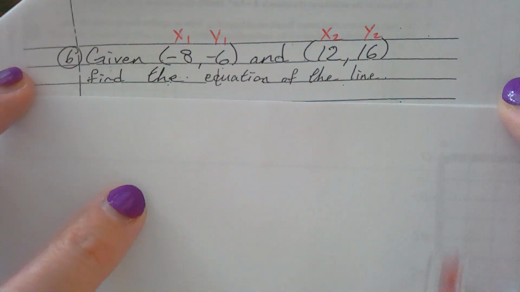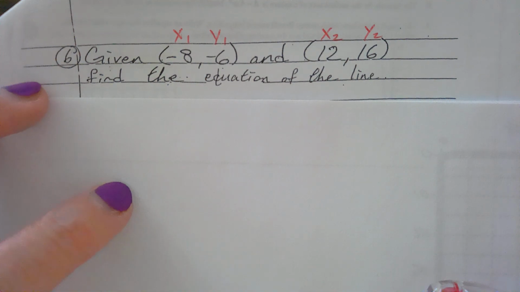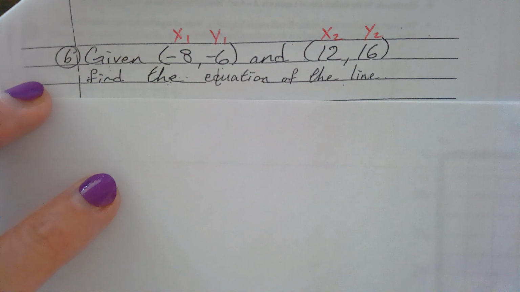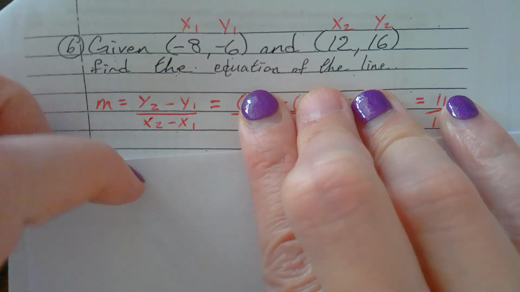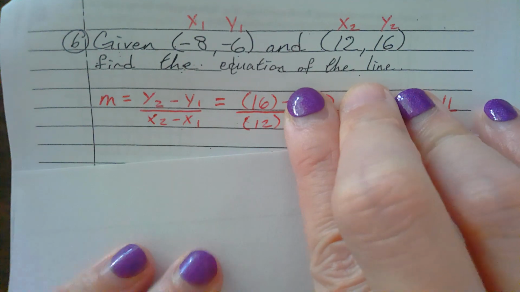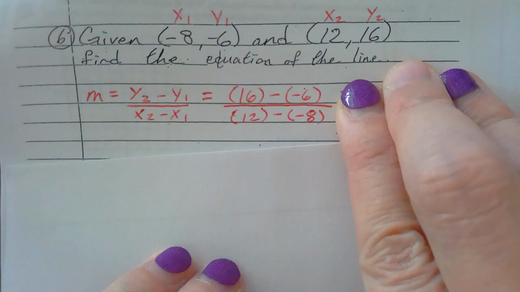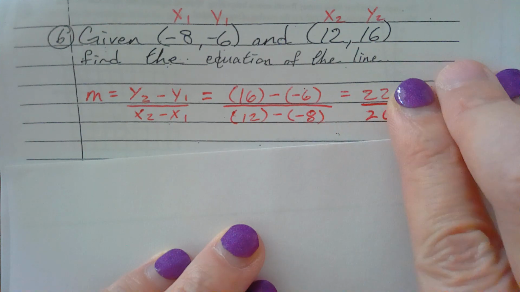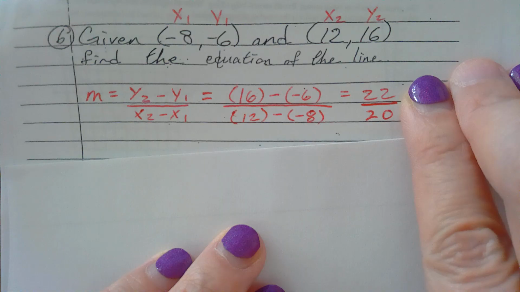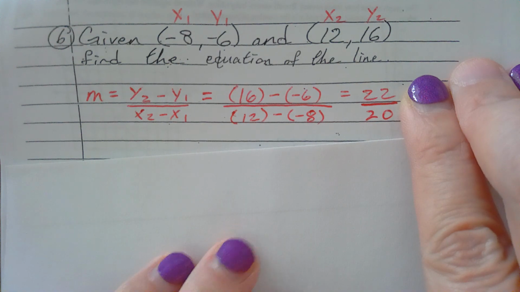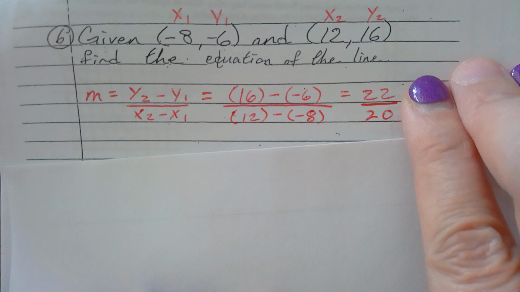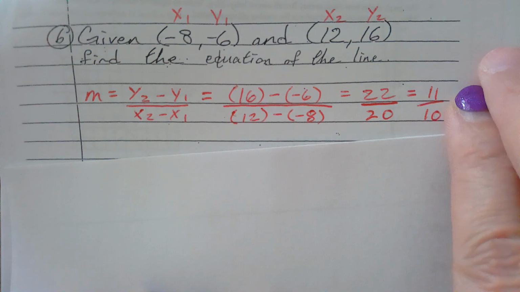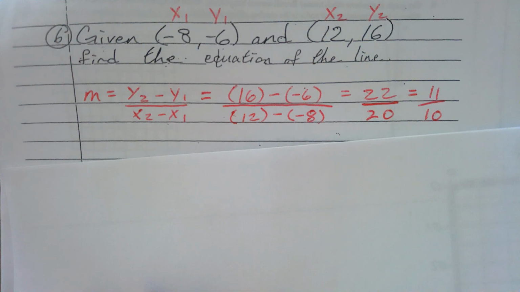Number 6. When you're given 2 points, what should I do to find a slope? Basically, y minus y divided by x minus x. So which is 16 plus 6, divided by 12 plus 8. 16 plus 6 is 22, and 12 plus 8 is 20. So 22 out of 20, you simplify it, 11 out of 10.